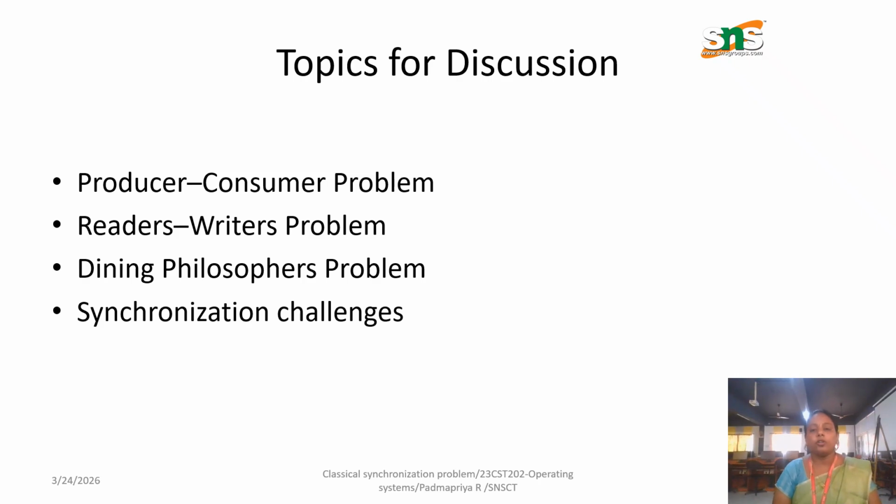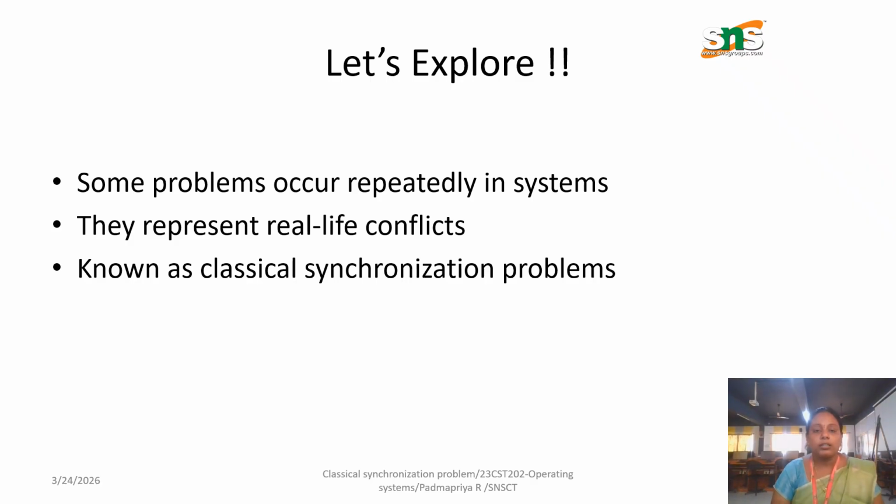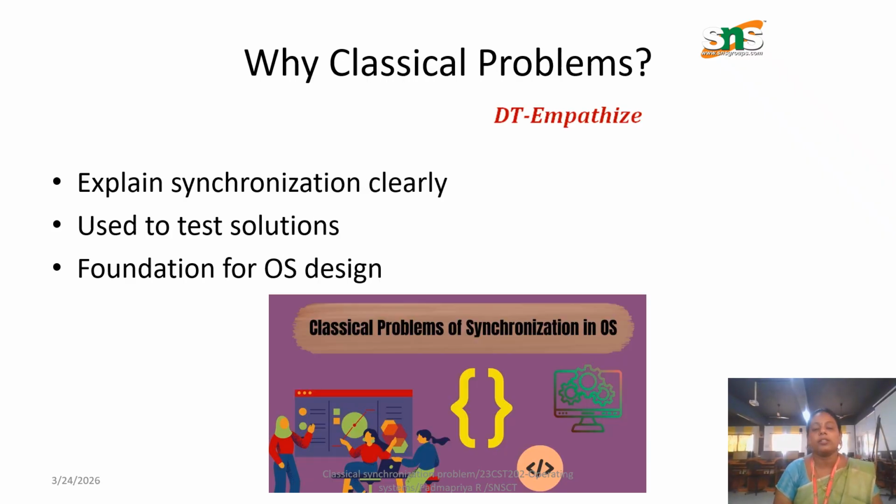So these are all the topics we are going to discuss in this session: producer consumer problem, readers writers problem, dining philosopher problem, and synchronization challenges. Some problems occur repeatedly in systems, so we have to decide what we are going to do for that kind of problems. They represent real life conflicts and are known as classical synchronization problems. These are all the things we are going to explore in this session.